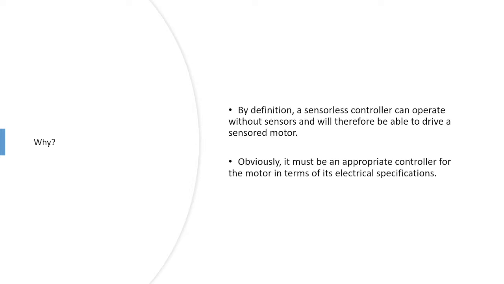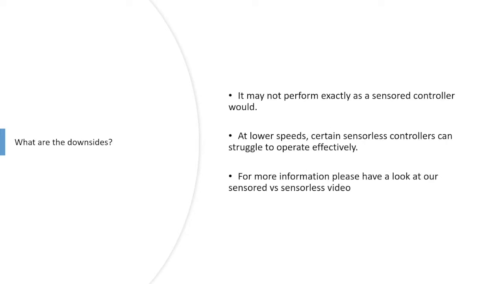So why is it the case? Well, by definition, a sensorless controller operates without sensors. A sensored motor is a brushless DC motor with sensors added, but you don't have to use the sensors if you don't want to. As I said before, just to reiterate, you've got to make sure that the controller is a good match for the motor in terms of electrical spec. If it's not, you may have problems, but as long as you've got that right, you'll be fine.